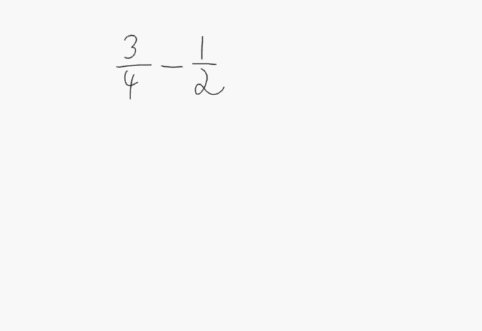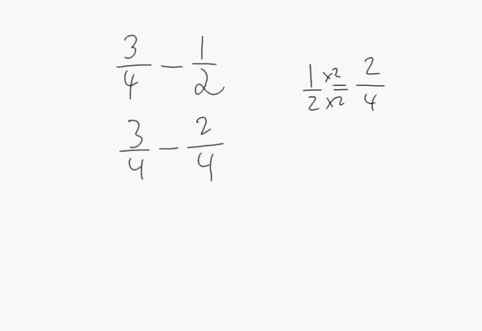The first multiple both 4 and 2 share is number 4. So we're going to find an equivalent fraction to 1/2 that has a denominator of 4, and the equivalent fraction that is equal to 1/2 is 2/4. 3/4 take away 2/4. We subtract the numerators and keep our denominator. Therefore, our answer is 1/4.